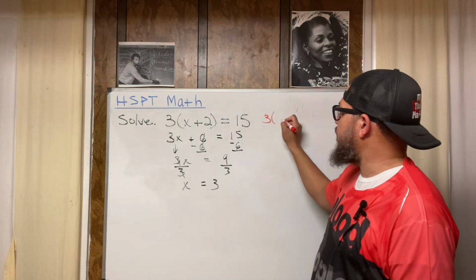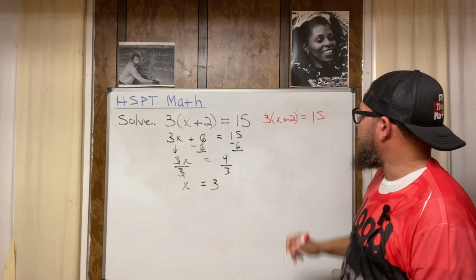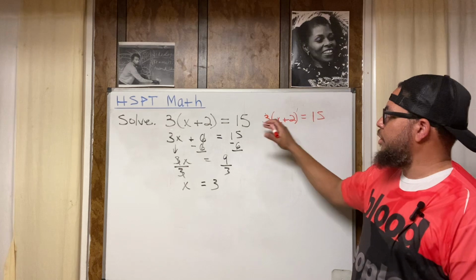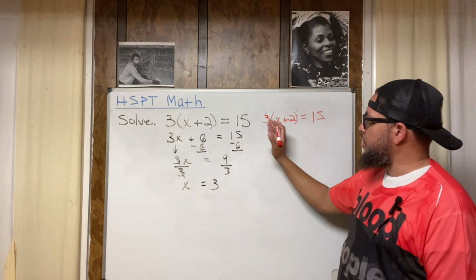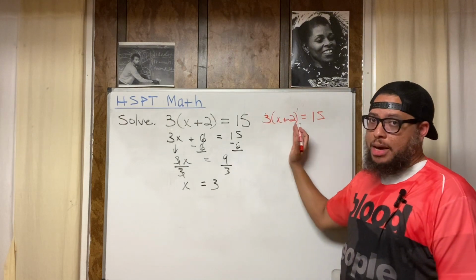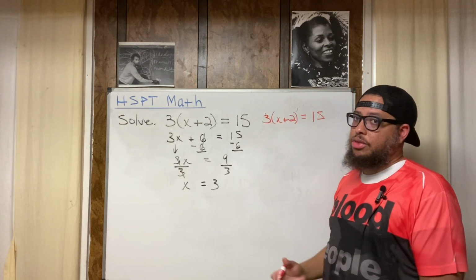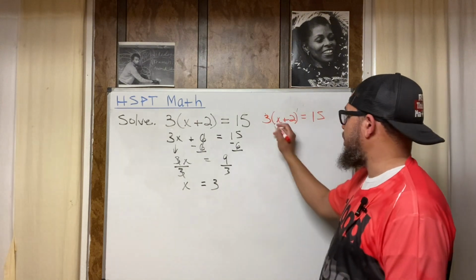All right, so I got 3 times the quantity of x plus 2 is equal to 15. And then instead of distributing the 3 like I did the first time, I'm going to divide by 3 because division is the opposite of what the 3 is doing with the quantity. 3 is being multiplied by x plus 2. So if I wanted to get rid of 3, I could do the opposite operation from multiplication, which is division.